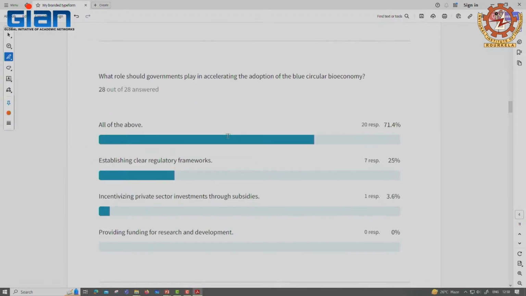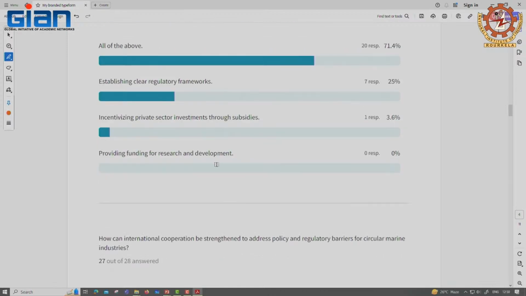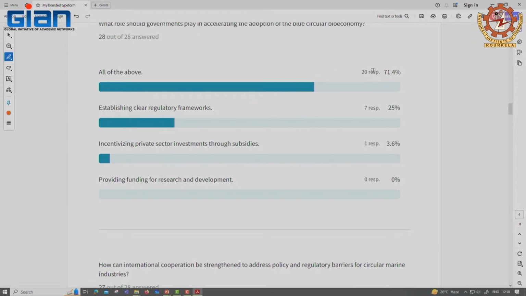What role should government play in accelerating the adoption of the blue circular economy? Establish a clear regulatory framework. Perfect. Incentivize private sector investment through subsidies. Correct. Providing funding for research and development. So that means all are above 71%. I like this answer. We can do it through all the ways.